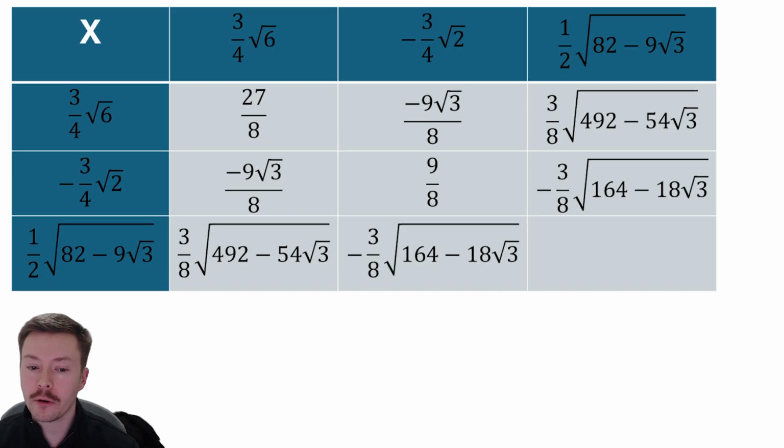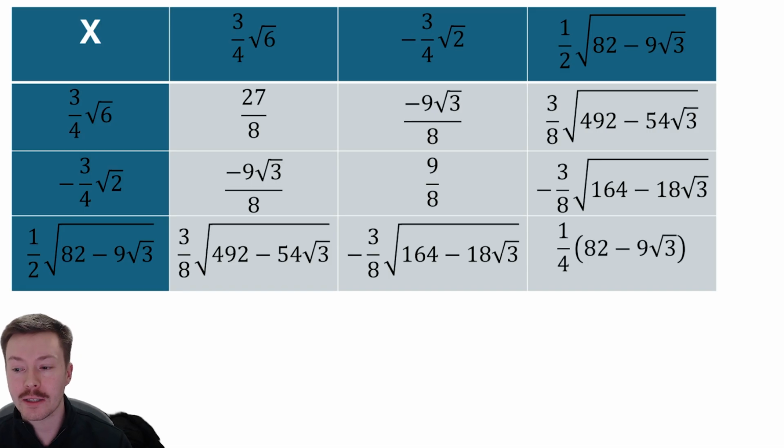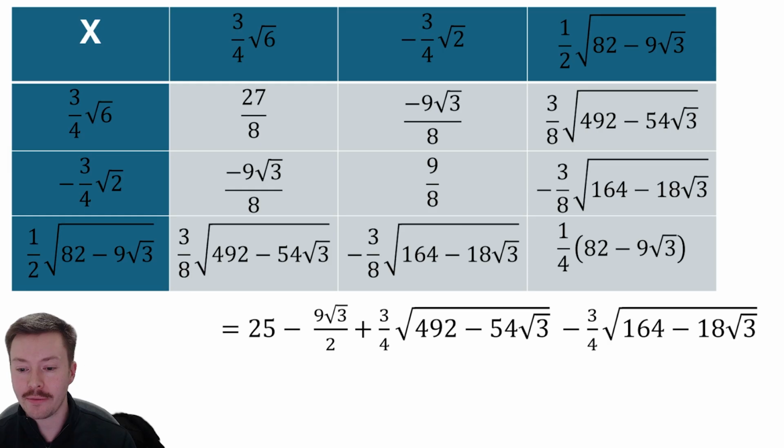And now the final one, 1/2 root (82 minus 9 root 3) squared is 1/4 (82 minus 9 root 3). Okay. From there, we need to collect our like terms and simplify this as much as we can. So we get this (25 minus 9 root 3) over 2 plus 3/4 of the square root of (492 minus 54 root 3) minus 3/4 of the square root of (164 minus 18 root 3). Okay. Now, in case I misspoke, it's plus 3/4. I'm not sure whether I said minus, but anyway, you can see it on the screen in case I did misspeak.